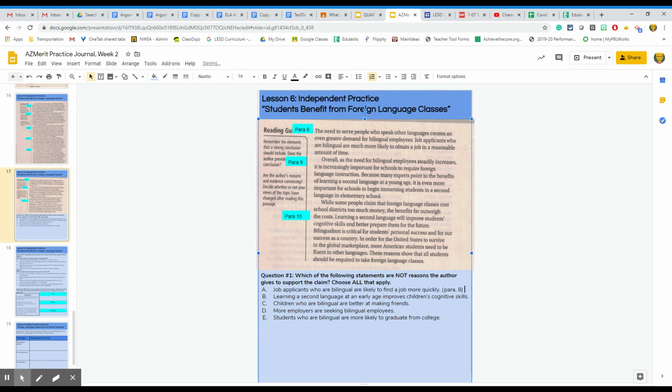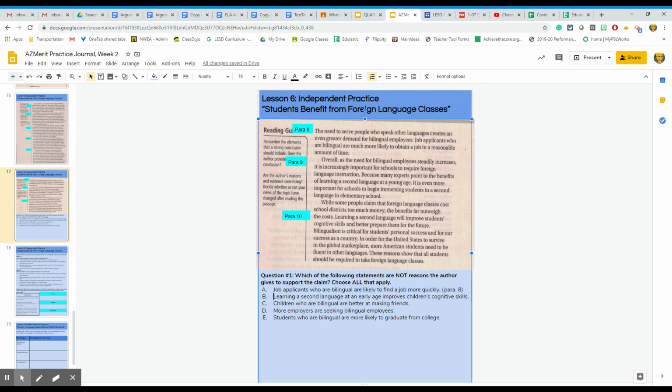But remember, the question's asking what statements aren't the reasons the author gives to support the claim. So we're not going to highlight A. We're just making sure that we can prove this was in the article. Because it was in the article, we're not going to highlight it, because again, the question's asking which statements are not reasons the author gives to support their claim.